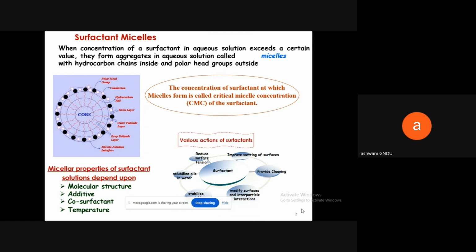What are the various applications of surfactants? They are used for reducing the surface tension, improving the wettability of surfaces, providing cleanliness, solubilizing hydrophobic oils, stabilizing foams, and modifying surfaces for inter-particle applications.